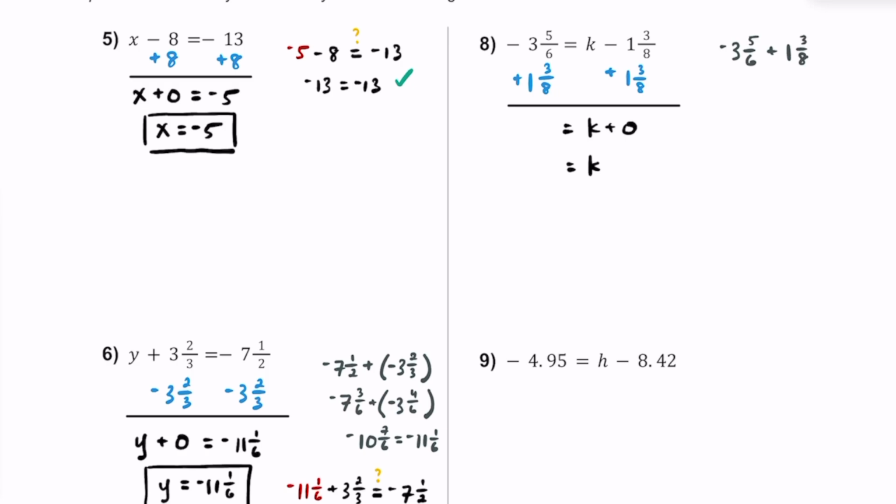Let's see, we need a common denominator. So 6 and 8 meet at 24 for the first time. So negative 3, let's do times 4 times 4. So that's 20 over 24. Let's do times 3 times 3. So that's going to be 9 over 24.